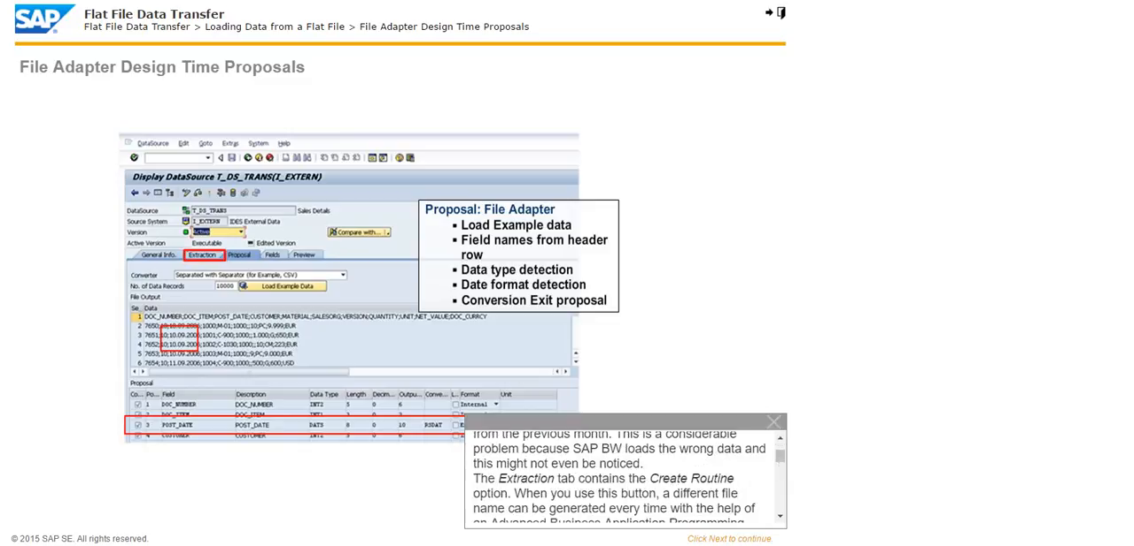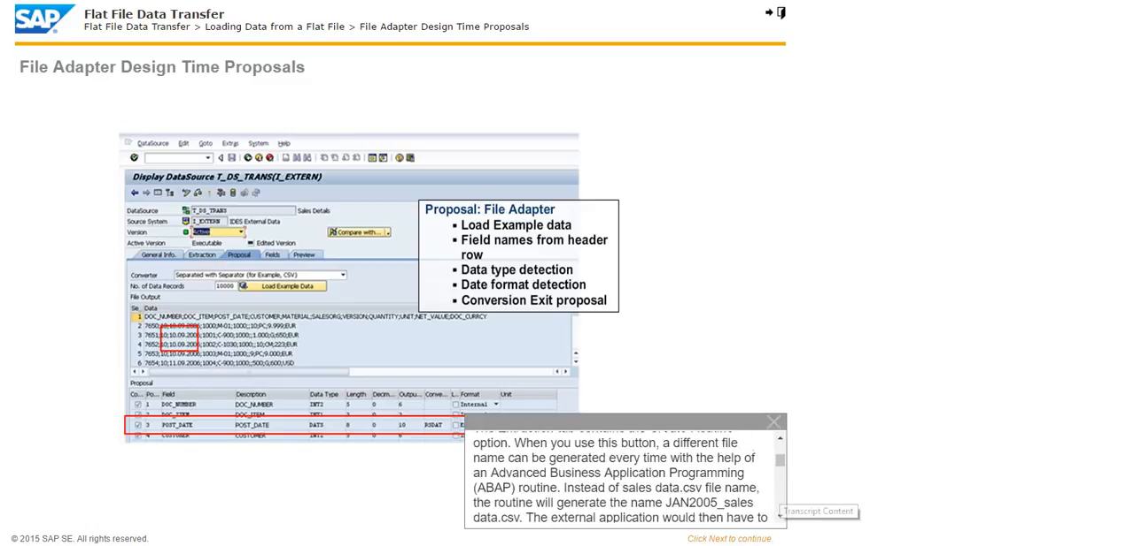The Extraction tab contains the Create Routine option. When you use this button, a different file name can be generated every time with the help of an Advanced Business Application Programming or ABAP routine. Instead of the sales data.csv file name, the routine will generate the name JAN2005_salesdata.csv.